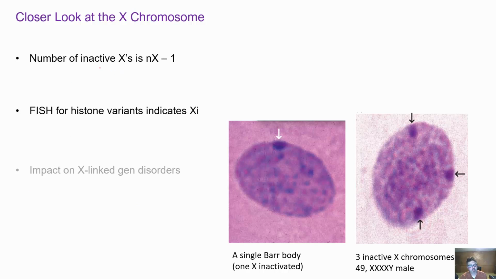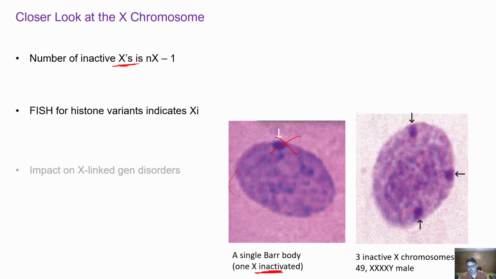A couple of things to keep in mind. When we talk about X inactivation, it will be minus one of the normal X chromosomes, so it will be one less. For example, here is one inactivated X chromosome, a Barr body. Because we have a Barr body there, hopefully that tells us that this is a female. A male would not have a Barr body because that X chromosome would not be inactivated. They need that one X chromosome.